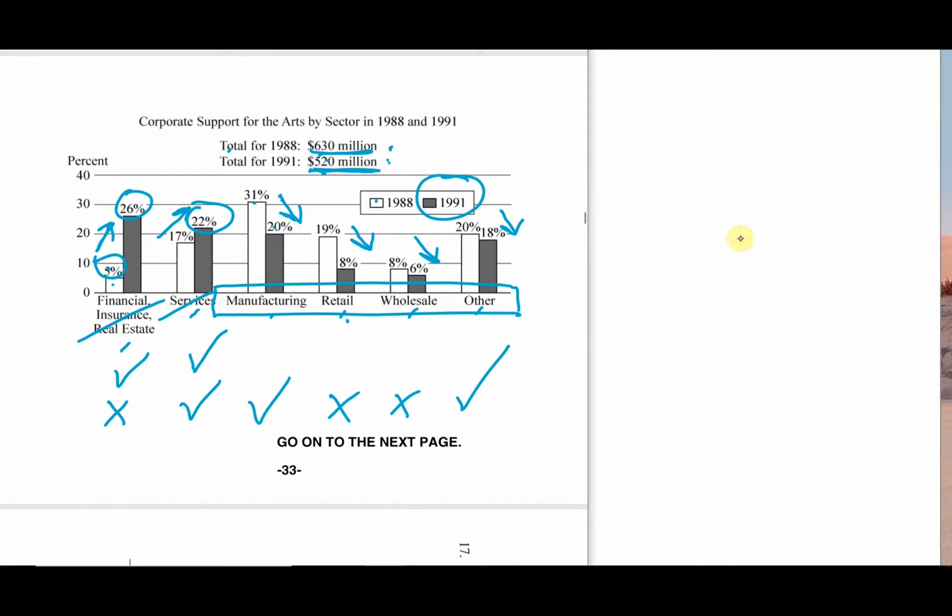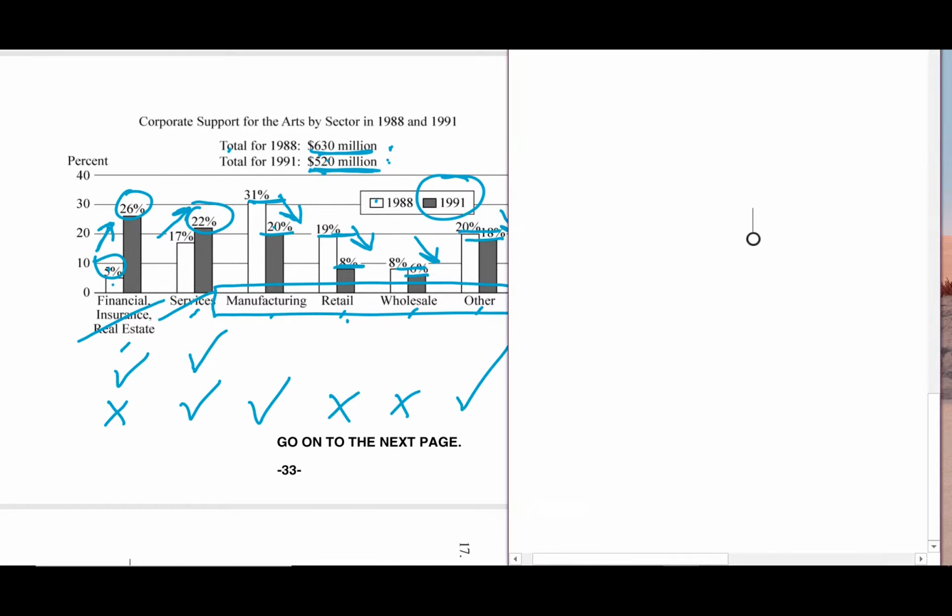But we notice that wholesale only has a 2% decrease, and other only has a 2%, whereas retail has an 11% change, which is 8 to 19 is 11, and manufacturing also has an 11%. So they're both equivalent in that case, but for this case, let's suppose we take 1% of 630. We know this is equal to 6.3. All I did was I took the decimal and moved it over. This is like 10%, or 1%.